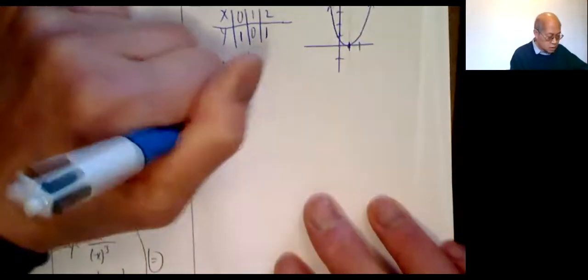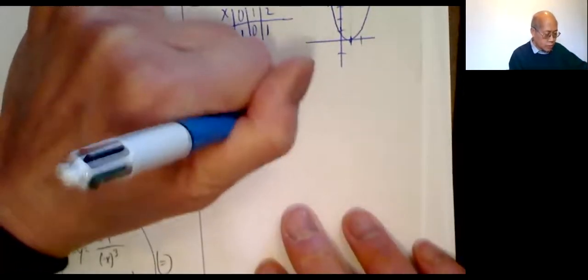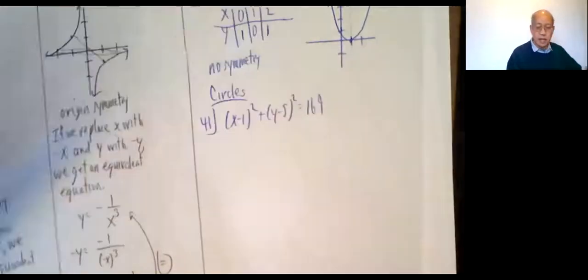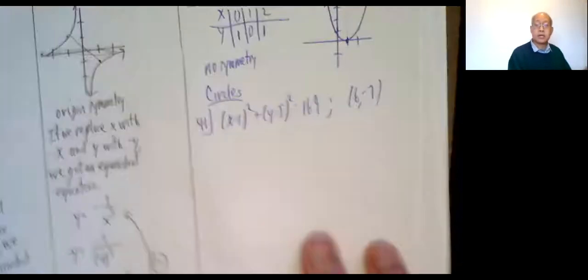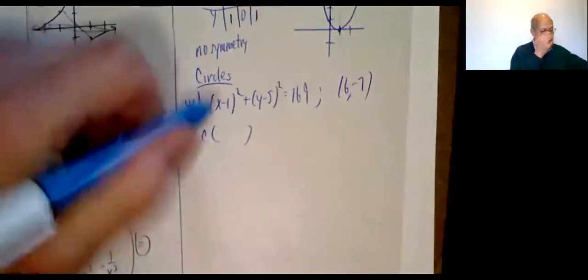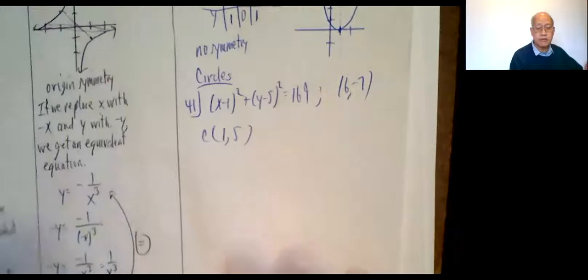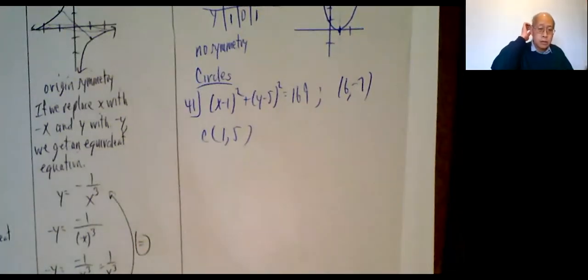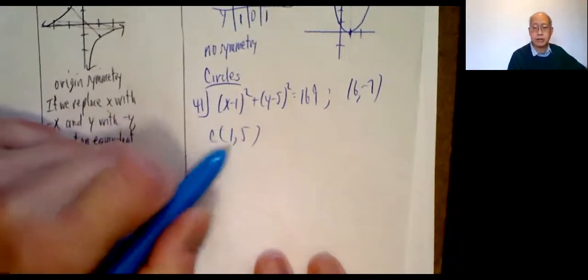41. (x minus 1) squared plus (y minus 5) squared equals 169. Find the center and the radius. And then after that, yes or no, (6, -7) is on the circle. All right, so here's the way it works for the center. You change this sign, change this sign. So that'll be 1, 5. Okay. If this had been a plus, you would make this a minus. Likewise for this. So the center is 1, 5.